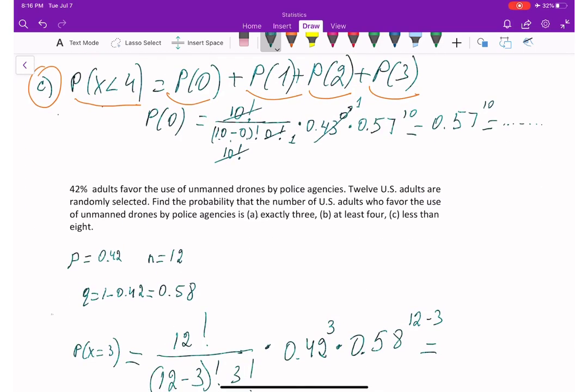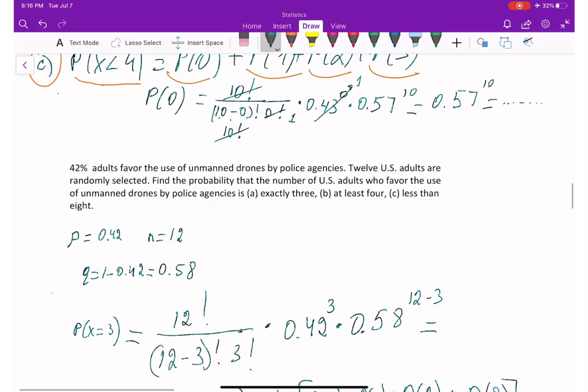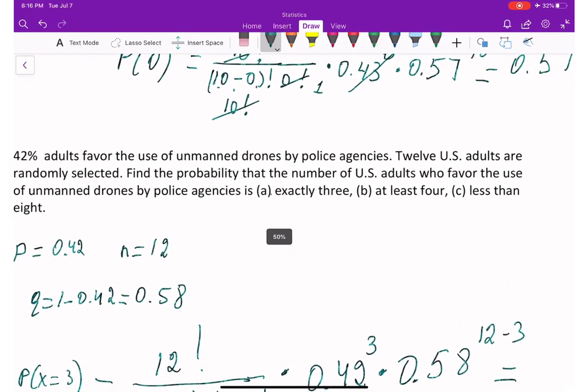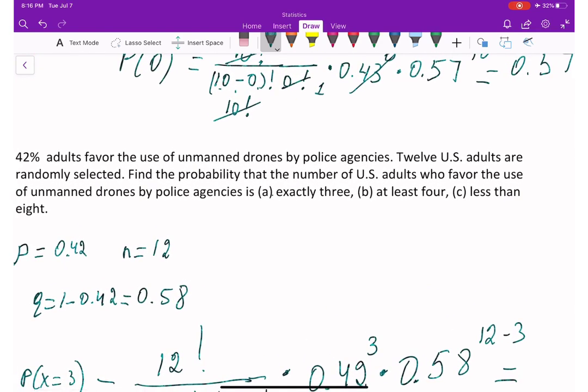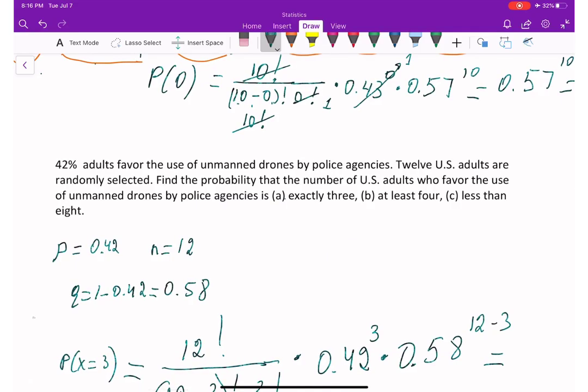Next question. 42% of adults favor the use of unmanned drones by police agencies. 12 US adults, with 12 right here, it's going to be our sample size. 12 US adults are randomly selected. 42%, given here, is our probability of success, which means automatically the probability of failure is going to be 1 minus 0.42, which is 0.58.